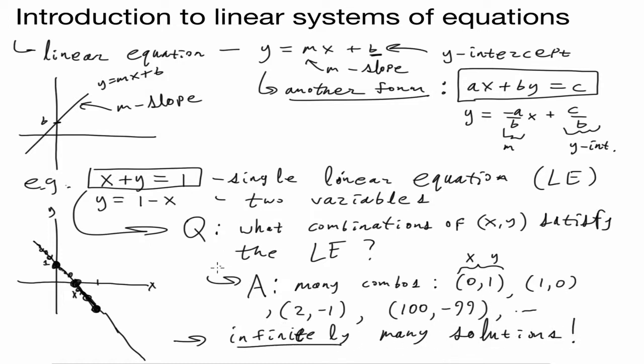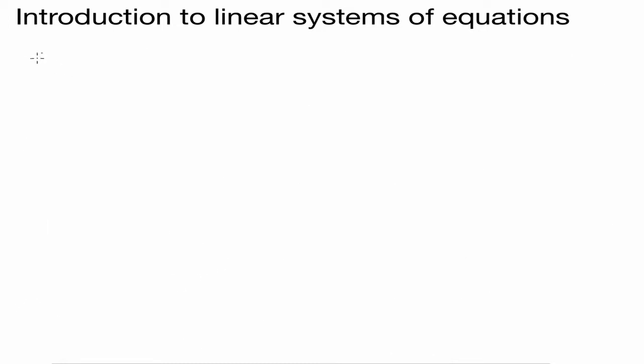And we'll find out later that this is sometimes true, that there are infinitely many. Sometimes there are no solutions. Sometimes there'll be just one solution. So we have to expand what we mean. Right now we're talking about a single linear equation. What about if I have multiple linear equations? So now we're going to talk about systems of linear equations.